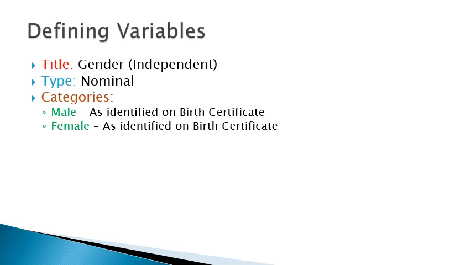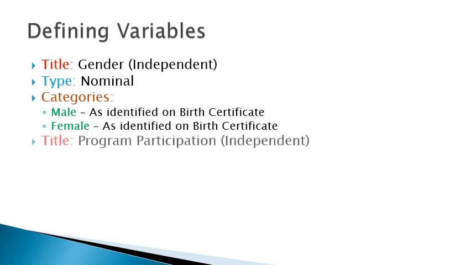What I see happen is people will pick gender, and then rather than defining gender as what are the categories, male and female, they'll say gender and then, well, do they smoke or do they not smoke? Well, that's a totally different variable. Be very linear in your thought process here. Get the title of the variable and then the categories, if it's nominal or ordinal, the categories for that variable, and each category has to have a specific definition.